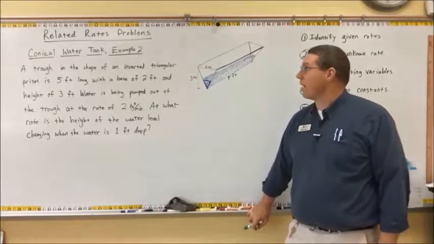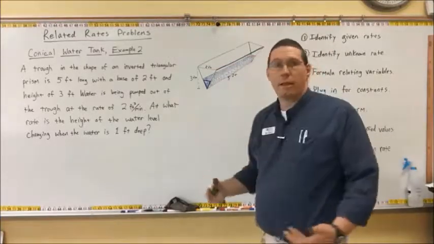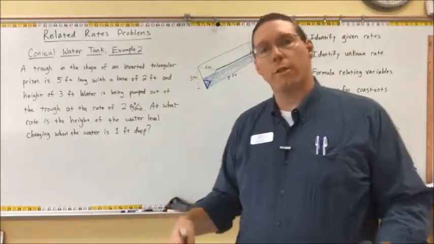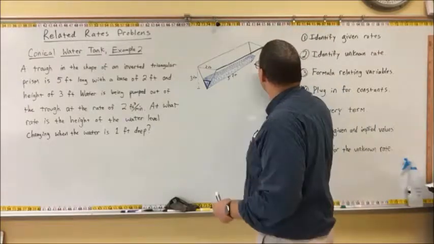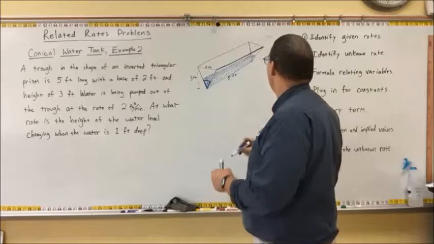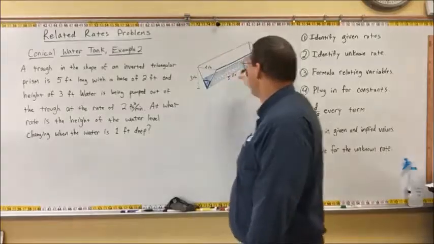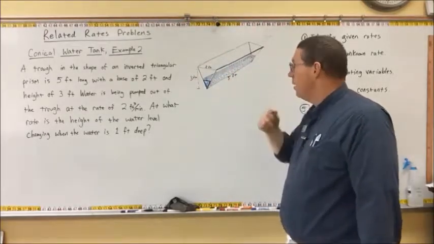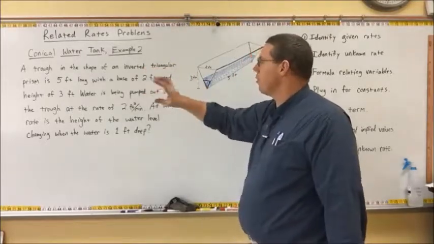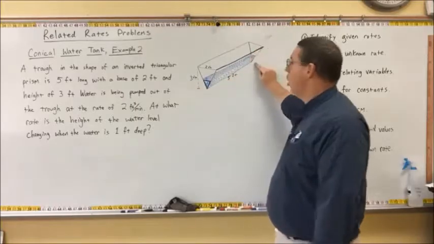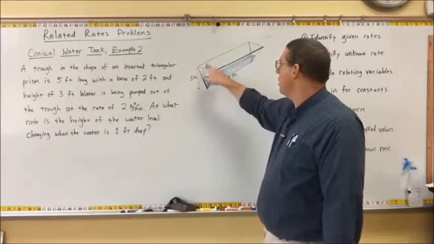All right, folks, here's the second example for the conical water tank, only this time it is a triangular prism, like a trough, okay? Something you'd put water in that animals would drink the water out of. In this situation, the water is actually being removed from the trough. It's being pumped out of the trough. A trough in the shape of an inverted triangular prism, meaning the triangle is upside down, is 5 feet long with a base of 2 feet and a height of 3 feet.